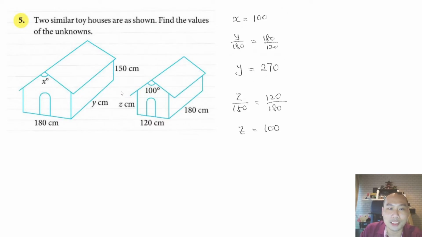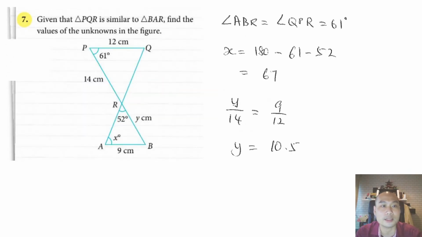And for z, which is the height, again, we use the proportion. So z over 150, which is the height of the house, excluding the roof, is also going to be the same as the ratio of 120 to 180. Z is 100. Okay, so really for length, compare the ratio. For angle, they correspond directly for similar objects.